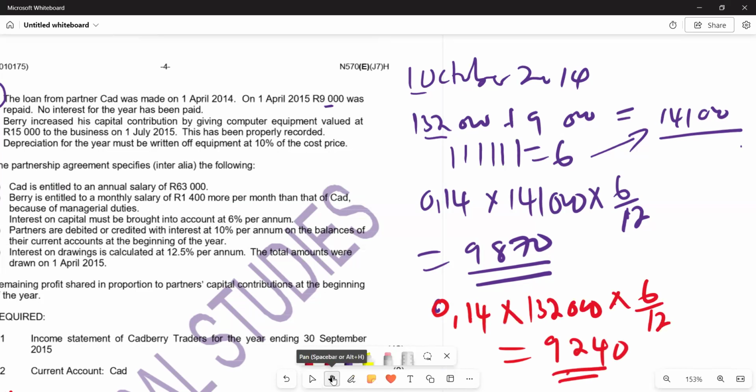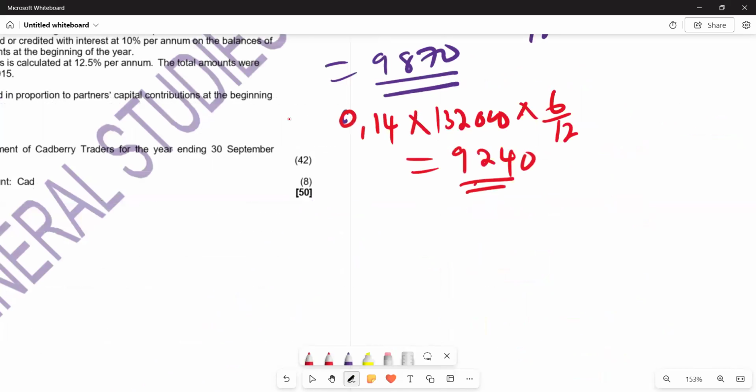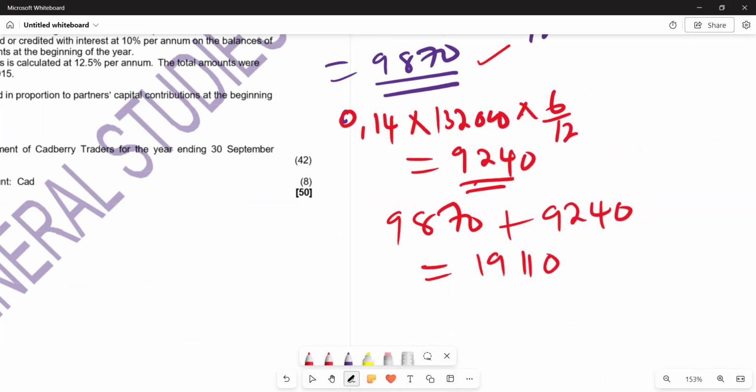So to get total interest now, you add the two. To get the total interest for the year, you are now saying 9,870, which is this one before repayment, plus 9,240 interest after repayment. So we add the two. The total that you are supposed to get is 19,110. This is indicating the total interest for the year. So we are just going there and summarize as such.